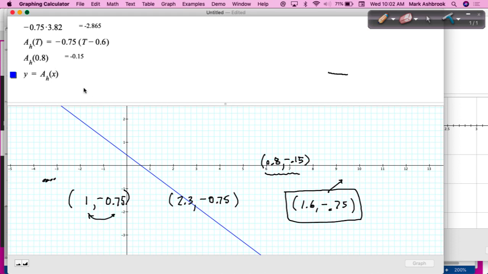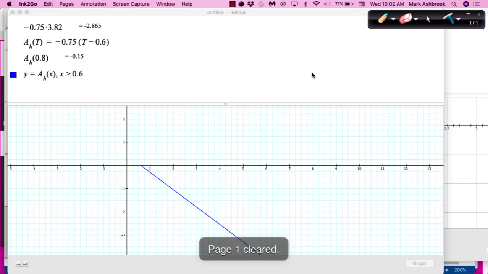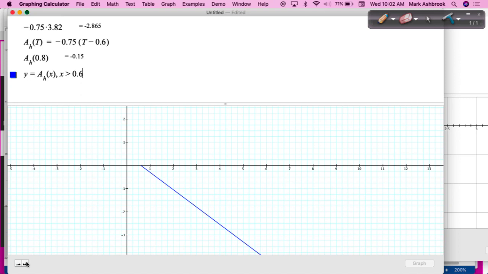Starting from where? 0.6. So what you can do is just type comma and then tell it, I only want you to show it for x greater than 0.6. So this says graph the function, put the dependent variable on the y-axis for the independent variable x, but then only show me for x values greater than 0.6. So that looks like what we had.